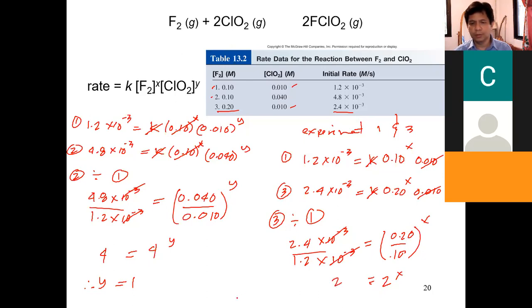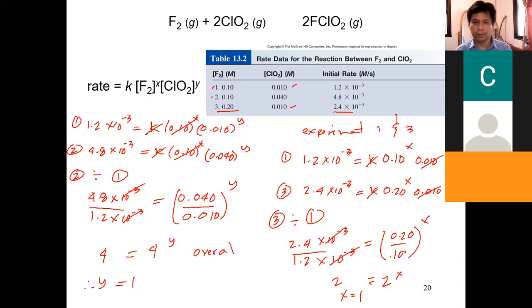Ano? So anong value ng X? X is also equal to 1 din. Ano? So, ang order niya with respect to F2 ay also 1. Ang order niya with respect to ClO2 or chlorine dioxide is also 1. So the overall order is 1 plus 1.